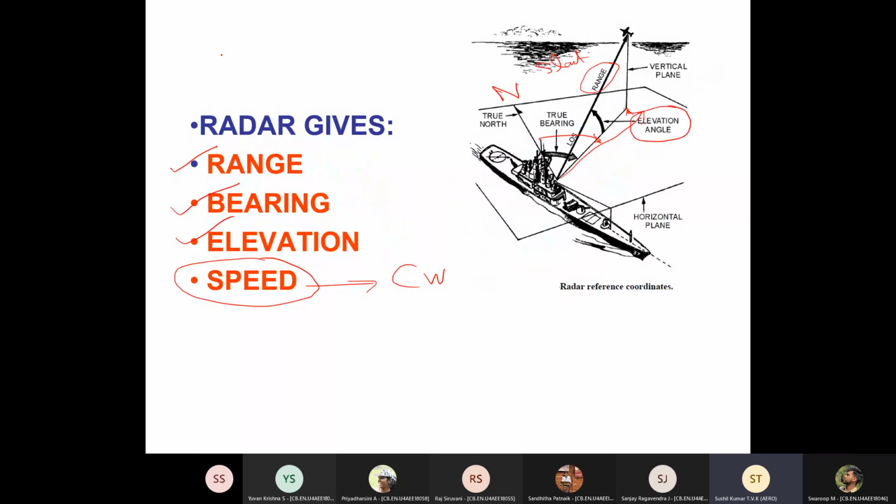So we'll discuss both in primary radar. We'll discuss both search as well as tracking radar. Tracking radar is nothing but missile control radars.